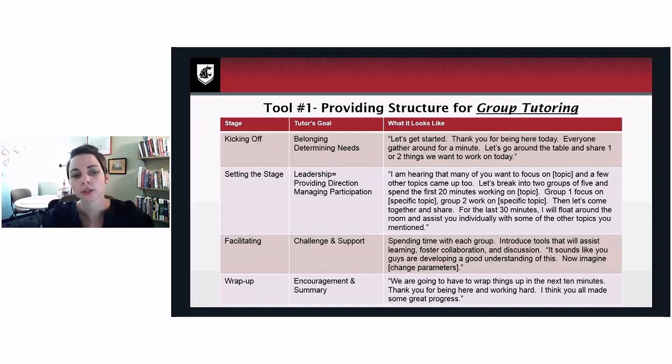it takes a little bit more practice to feel confident in leading groups in tutoring, but really the structure is much the same. So you kick it off by making sure that everybody feels a sense of belonging and by determining what the needs are of the group.